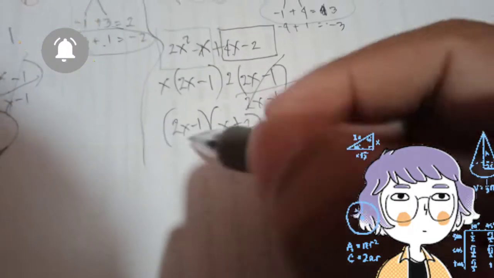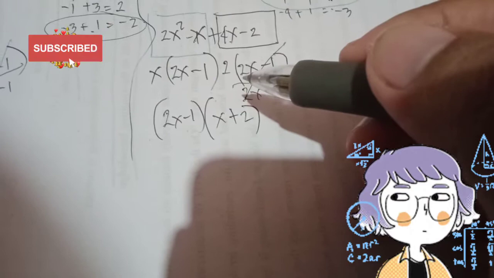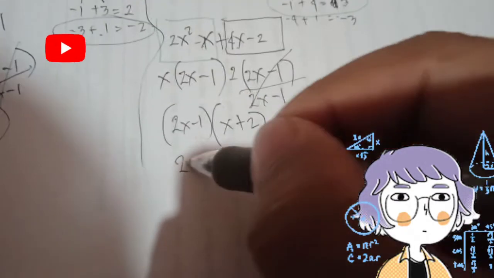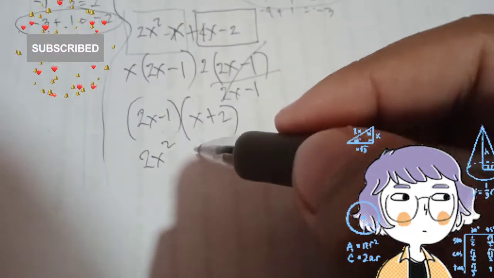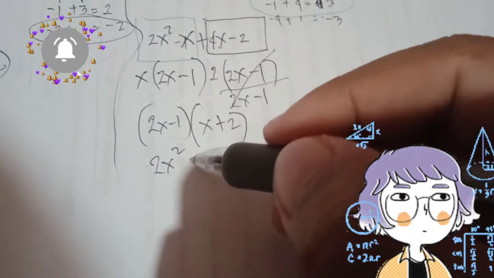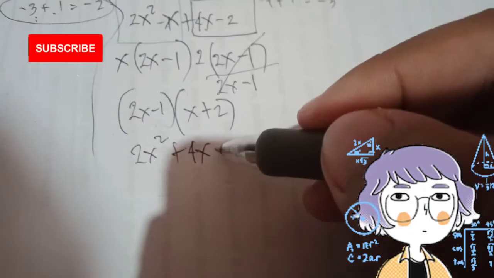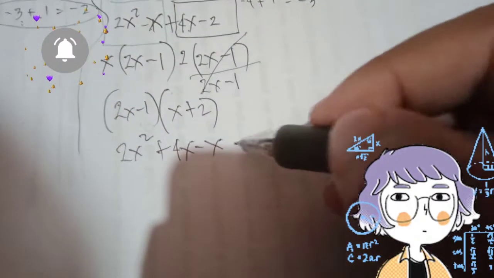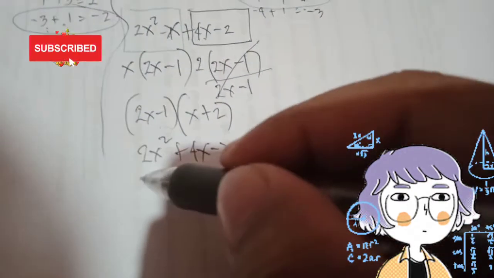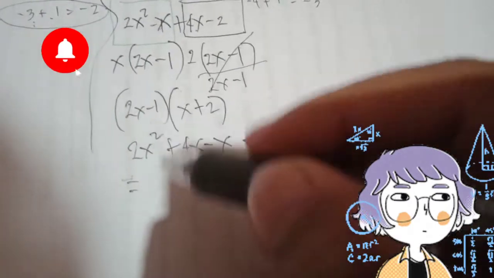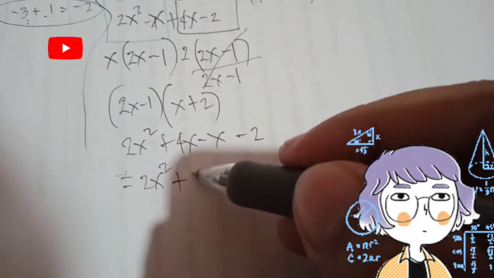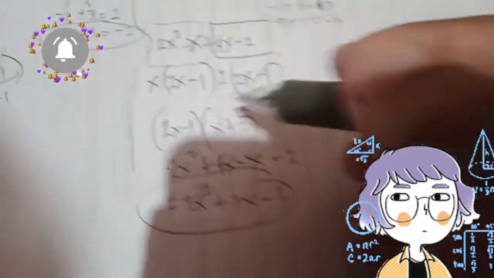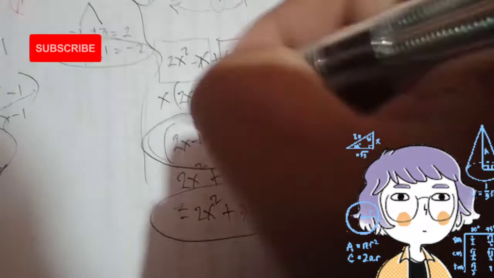2x times x is 2x squared, and 2x times 2 is 4x. Negative 1 times x is negative x, and negative 1 times 2 is negative 2. Simplifying: 2x squared plus 4x minus x is 3x, then minus 2. Therefore this answer is correct.